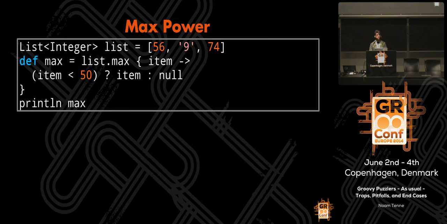So, let's see. I've got a list of integers once more, except for one element, which is a string. Now I try to find the maximum value. But it's a bit of a weird max closure, because I return the item only if the value is less than 50. We all know the max function on collections, one good. You should have, if you've been to Mr. Hackies.